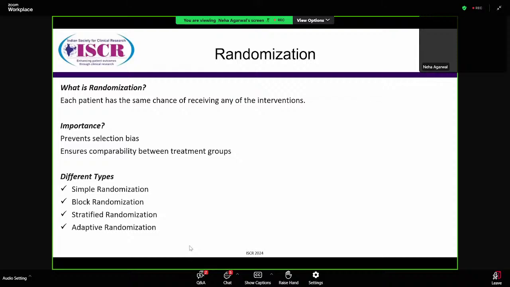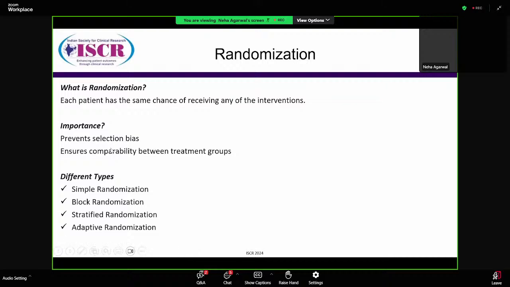To prevent this selection bias, because we don't want the investigator to be selecting patients based on different factors, we are doing randomization of the patients, where each patient will have the same chance. For example, you have test and control and you have 100 patients, each patient will have an equal chance of getting test or control. There is no inclination towards one group or the other.